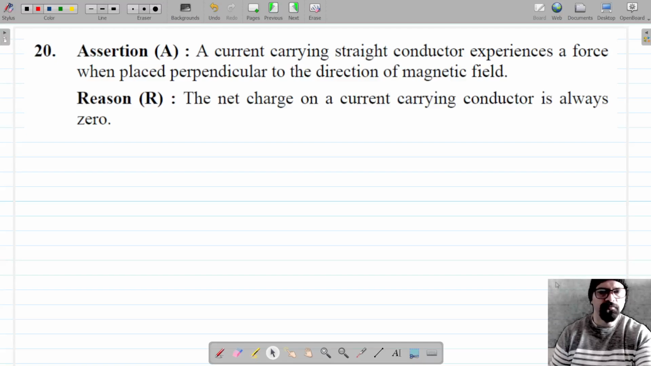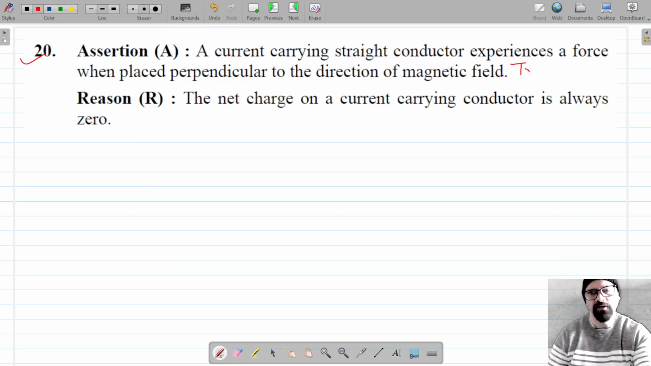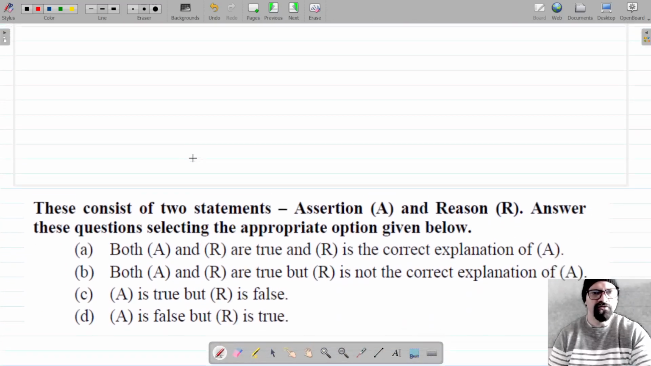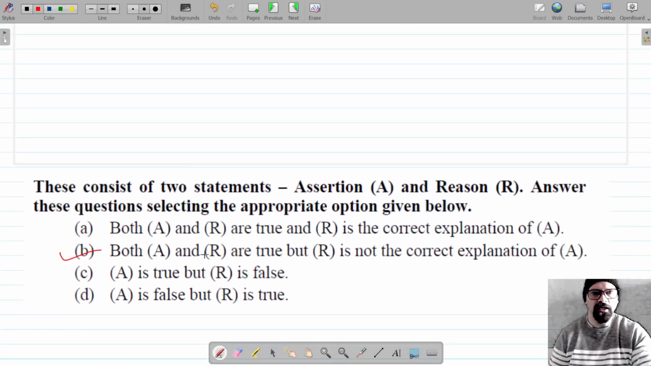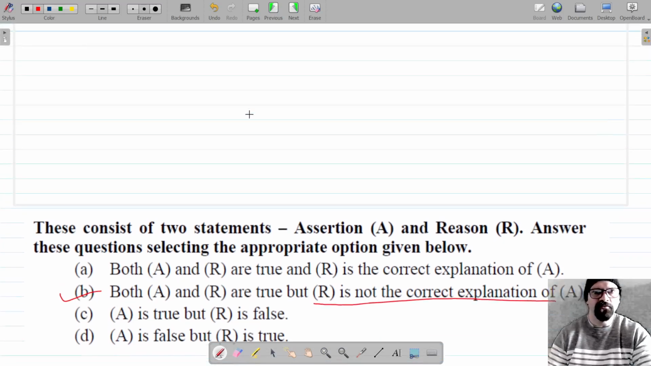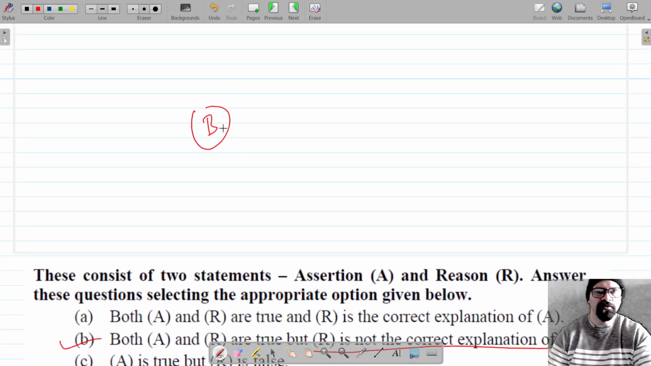Okay, for question number 20, a current carrying straight conductor experiences a force when placed perpendicular to the direction of the magnetic field, which is true according to Fleming's left hand rule. And the net charge on a current carrying conductor is always zero, which is also true, but this is not the correct explanation of A. So our option should be B. Both assertion and reason are true, but R is not the correct explanation of A. So B is the correct answer for this one.